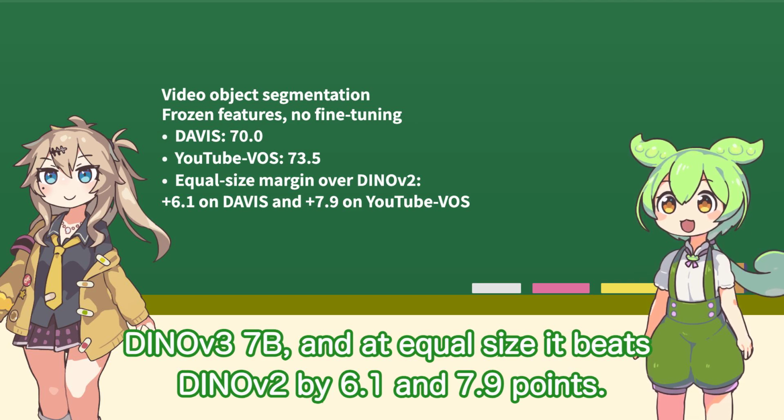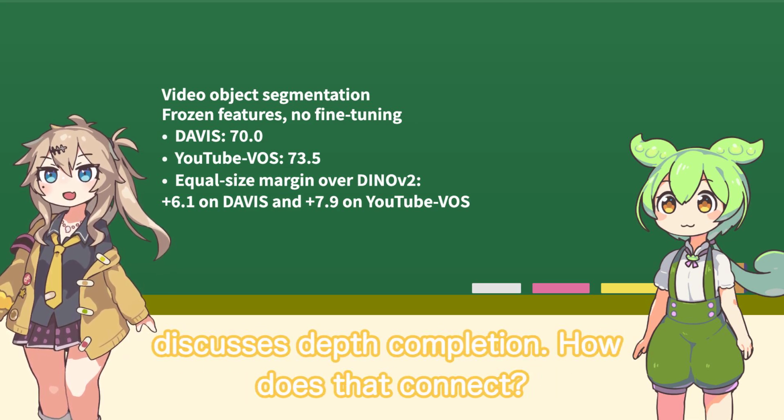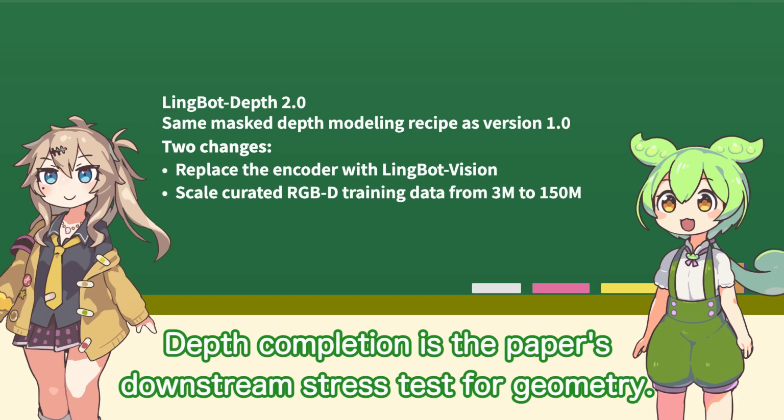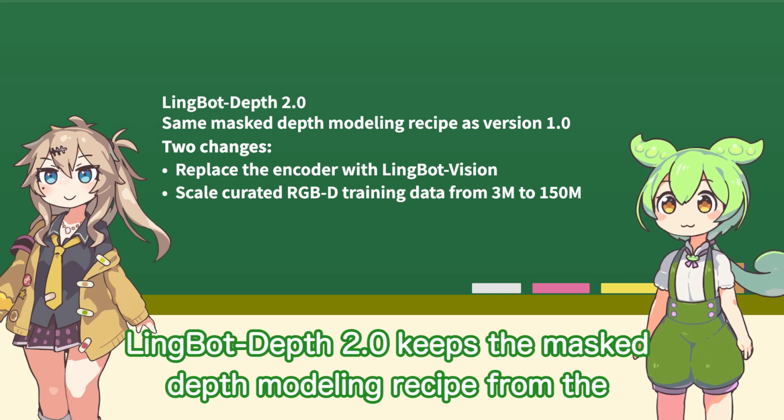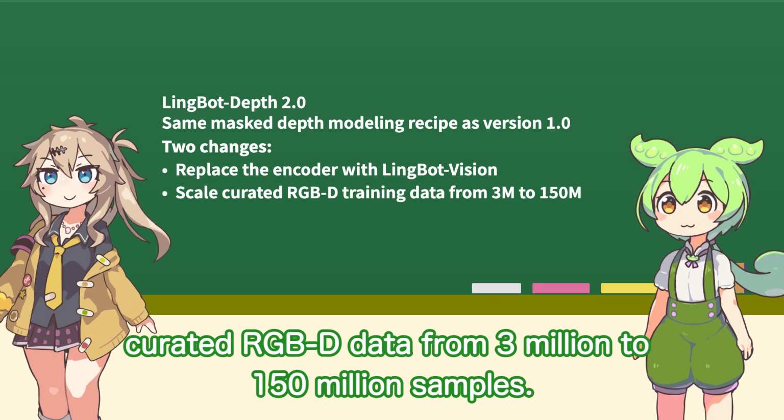and 7.9 points. The title mentions dense spatial perception, but the paper also discusses depth completion. Depth completion is the paper's downstream test for geometry. Lingbot Depth keeps the masked depth modeling recipe from the previous system, but swaps in the Lingbot Vision encoder and scales the curated RGB data from 3 million to 150 million samples.